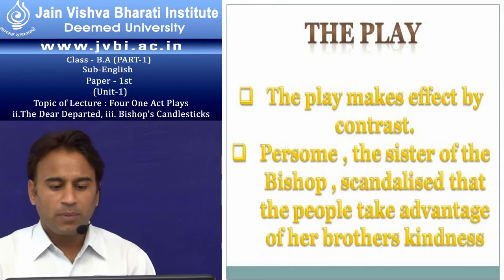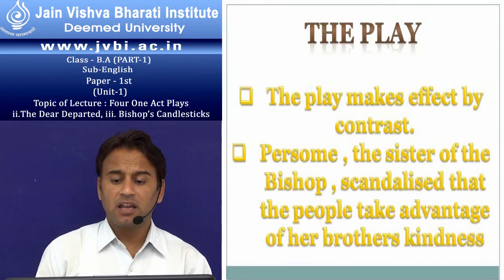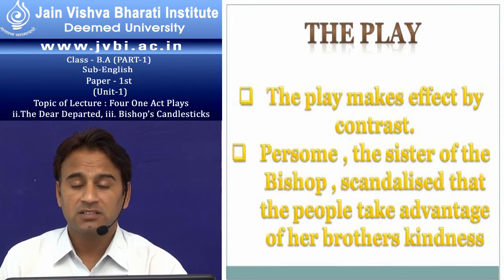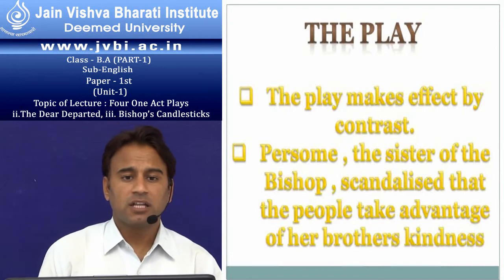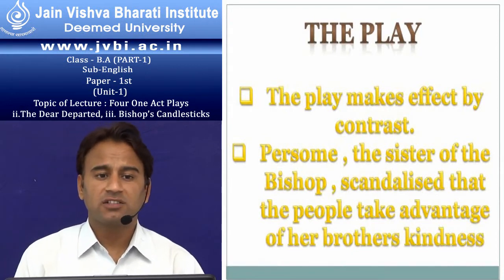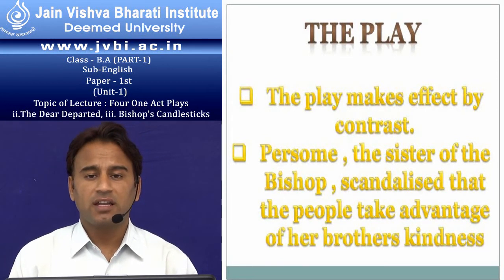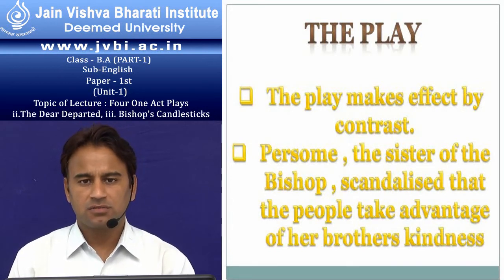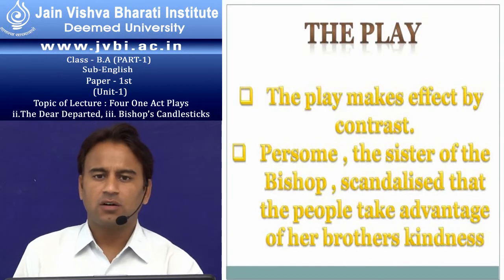And then Pursum, the sister of the bishop, scandalized that the people take advantage of her brother's kindness. She tells all the other persons that the people take advantage of her brother's kindness. His brother is very kind, so people take advantage of him. And it is right, it can be said, it is right on some points.